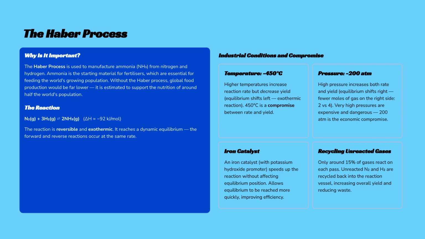The Haber process manufactures ammonia, a vital component of fertilizers. It is essential for global food production. The reaction is reversible and exothermic. Industrial conditions, like a moderate temperature of 450 degrees Celsius and high pressure of 200 atmospheres, are a compromise between reaction rate and yield. An iron catalyst speeds up the reaction, and unreacted gases are recycled to improve overall efficiency.